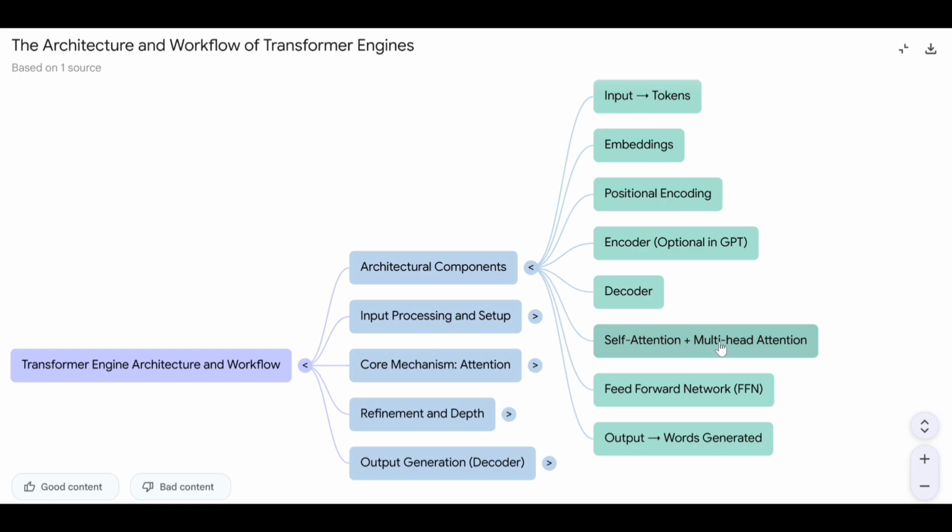Multi-head attention is also the same as self-attention, but in multi-head attention there are multiple attention heads. That means, suppose the first head will understand the subject, the second head will understand the object, the third head will understand the intent, the fourth head will understand the topic, and the fifth head will understand the target. By this, the model gives a deep understanding of that sentence.